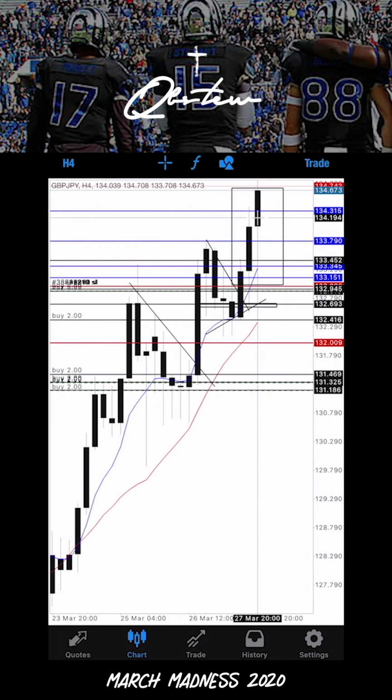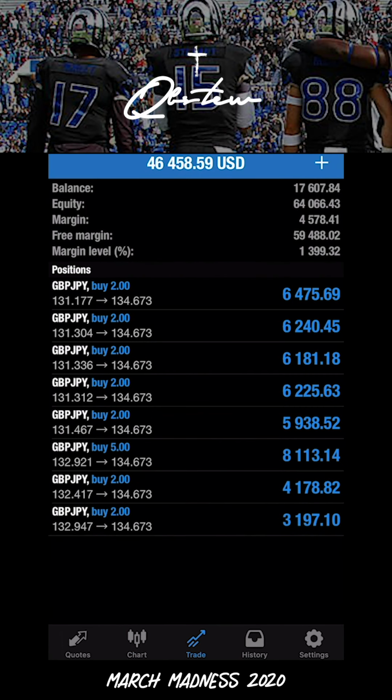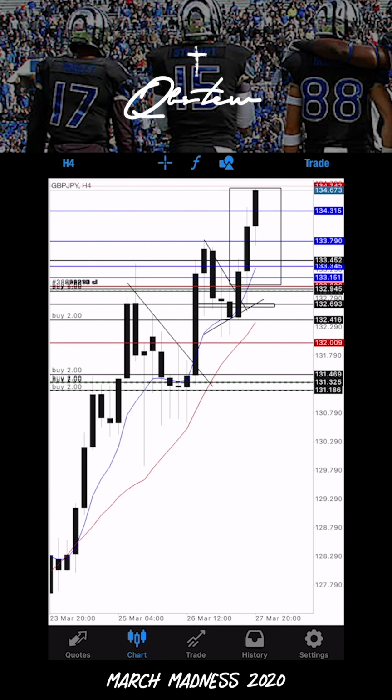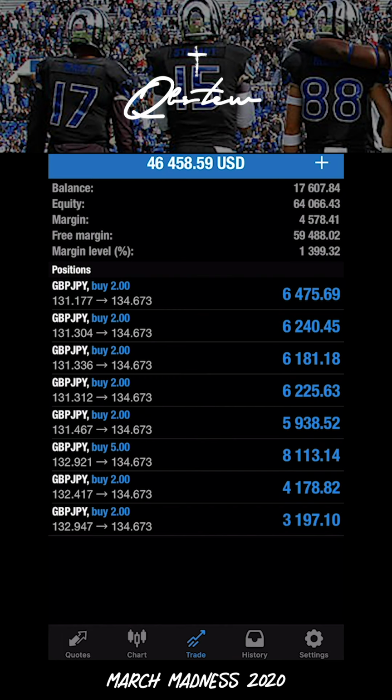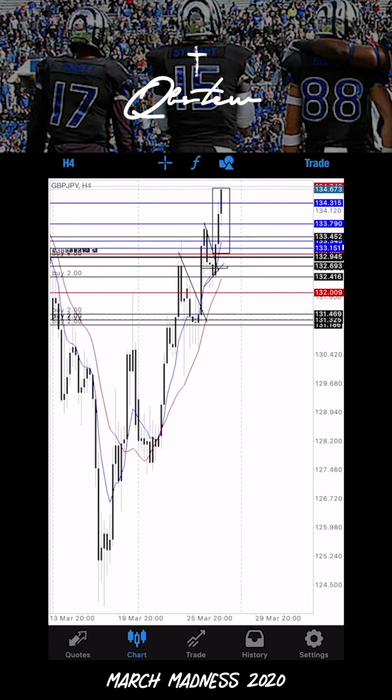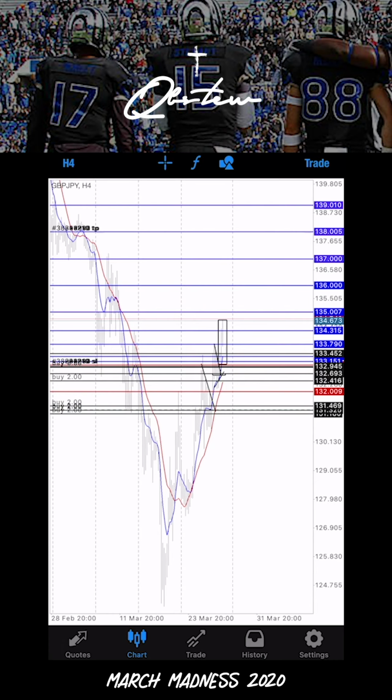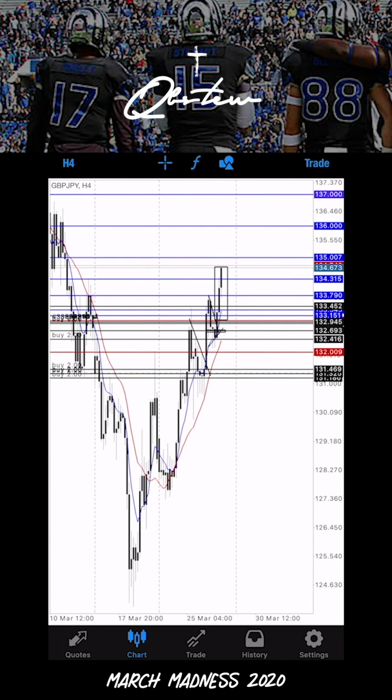So after we got this 4-hour close and I saw price pushing up and closing the way that it did before markets closed on Friday, I said to myself, worst case scenario, we put our stop loss at 133 flat, which is the wick of the last H4 candle, and we clear this account at about 30,000, 40,000. That's worst case scenario. Best case scenario, price goes all the way to 138, way up there, and we clear about 100,000 to 120,000.